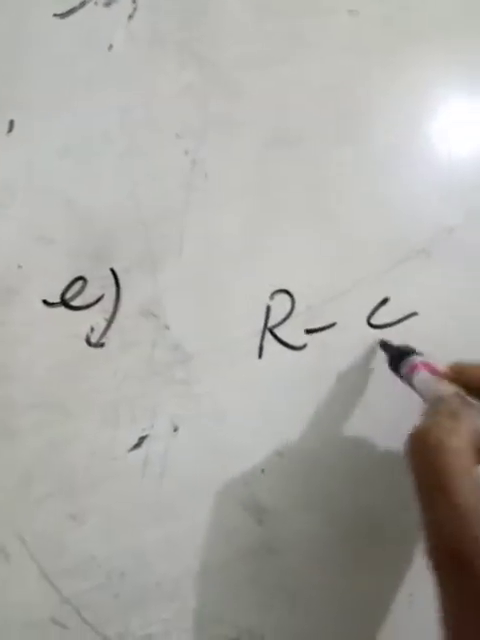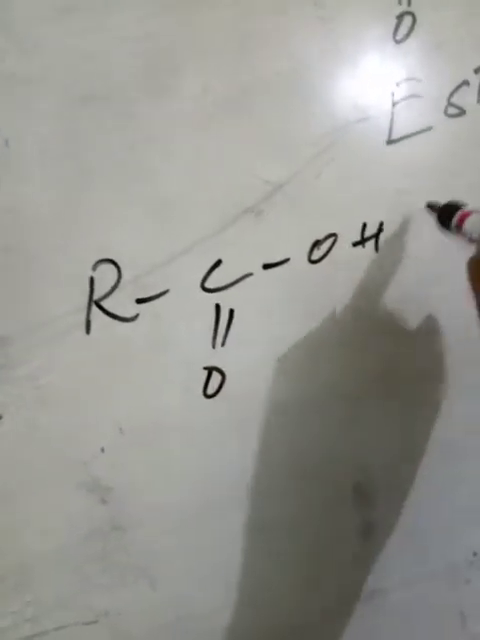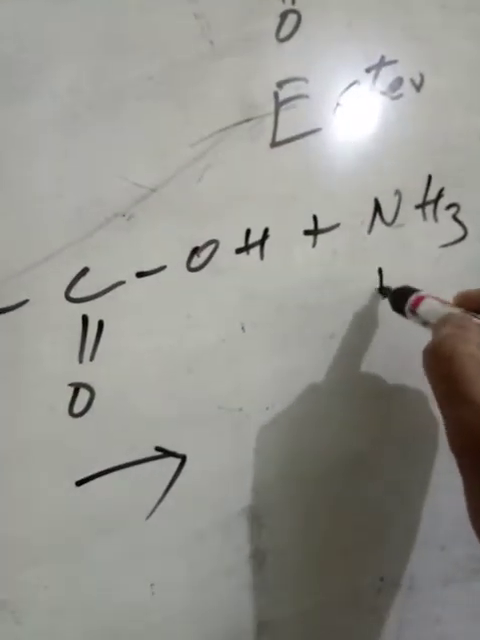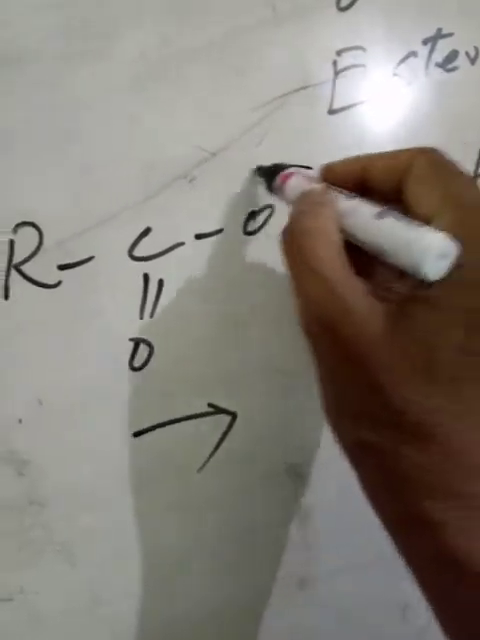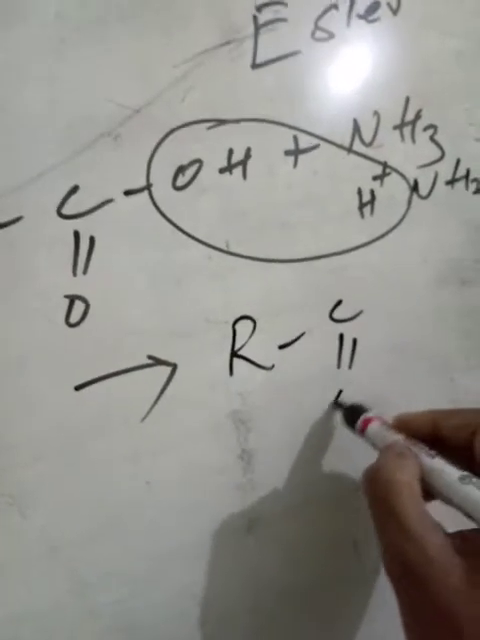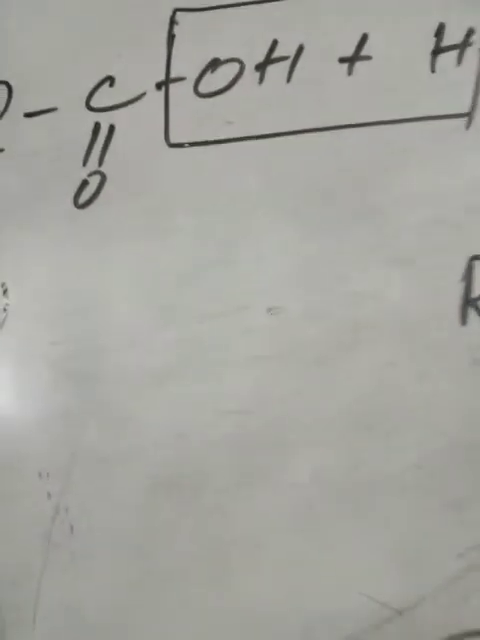Now number E, reactions with ammonia. Say RC double bond OH plus NH3. NH3 reacts as H plus and NH2 minus. These H plus and OH will form water molecules. So you will get RC double bond NH2, amide, plus water. This is an amide, acid amide. So these are the reactions of OH group.